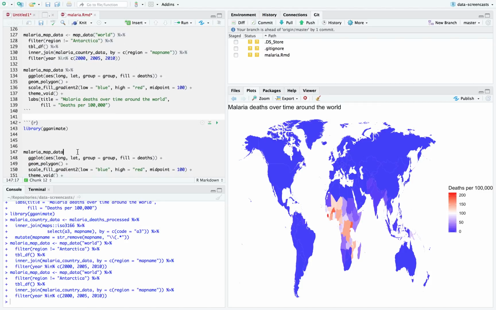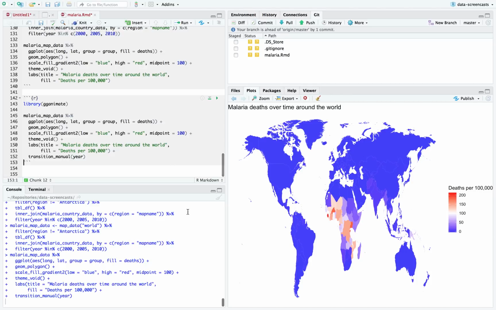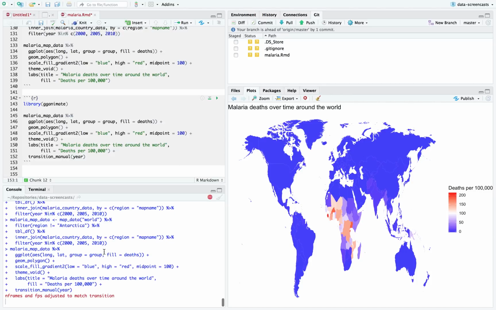All right, now I take this. Right now it's got 3 years of data. I want to add a transition. I want to separate, so I say transition manual year. I want 3 different frames: one is going to be 2000, one is going to be 2005, one is going to be 2010. Let's see what we got.